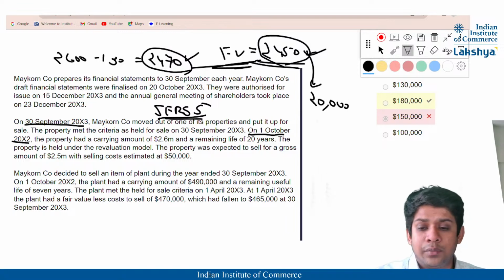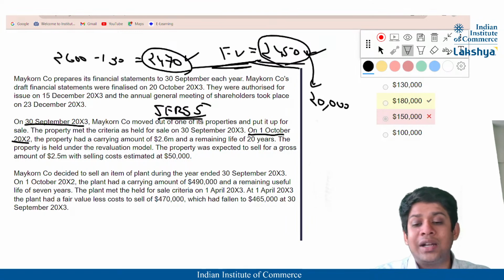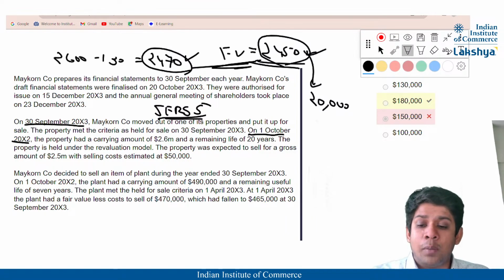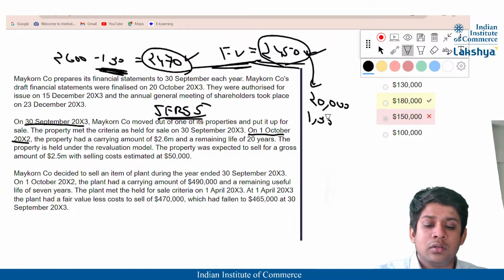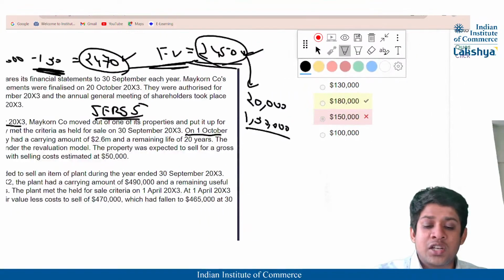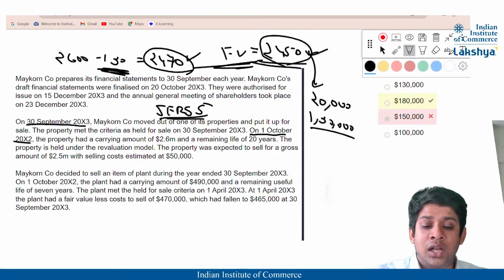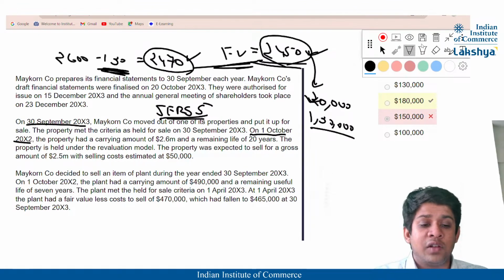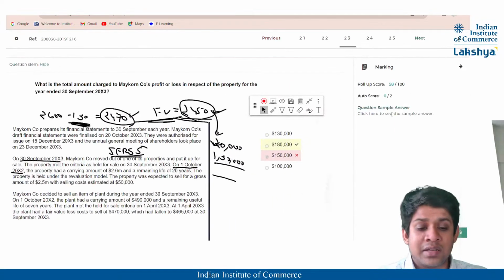I think we've done it correctly, right? Yes, impairment of 20,000, and obviously the depreciation that has been charged to date is 130. So the total charge to the P&L will be depreciation 130 and 20,000 as the impairment. So the total will be 1,50,000. I think by mistake I would have chosen 1,80,000. It was a silly mistake, guys.